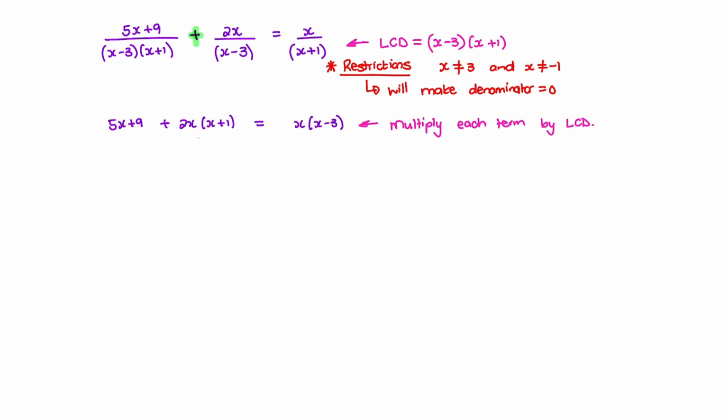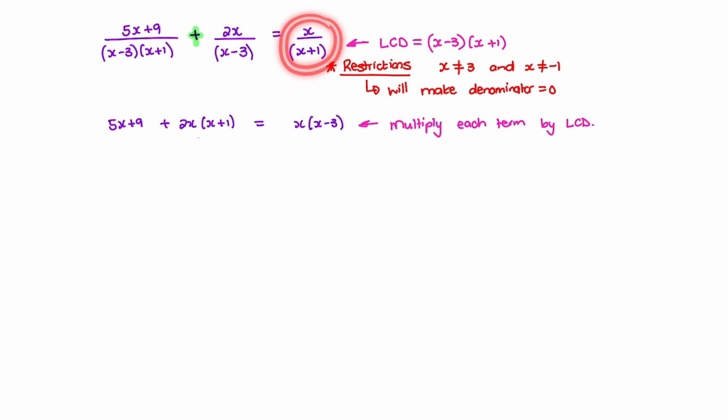Now in our next step, you can see that the denominators have disappeared. And it's not magic. What I'm doing is I'm multiplying the numerators now with the parts of the lowest common denominator that I need. So do you notice in the first fraction, we already have x minus 3 and x plus 1 in the denominator. So the first fraction will remain as 5x plus 9 in the numerator. In the second fraction, we need an x plus 1 in the denominator. So I'll multiply with x plus 1 in the numerator as well.